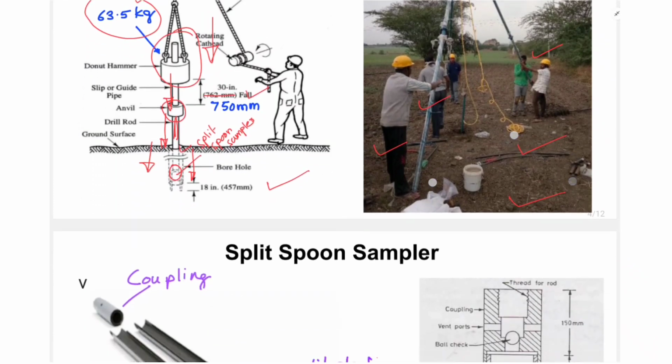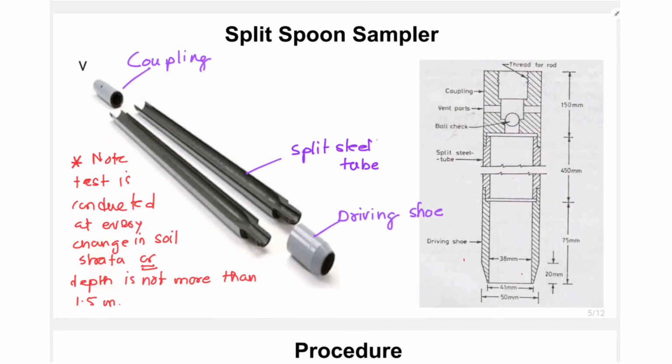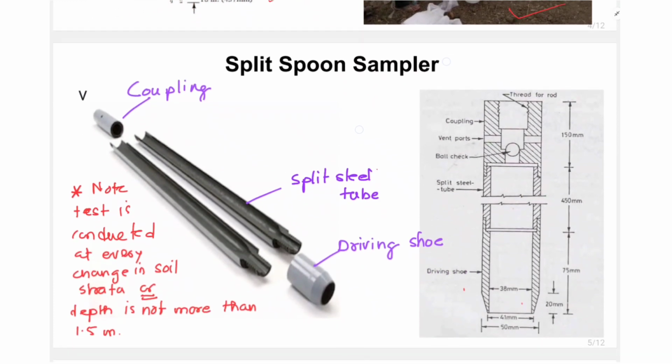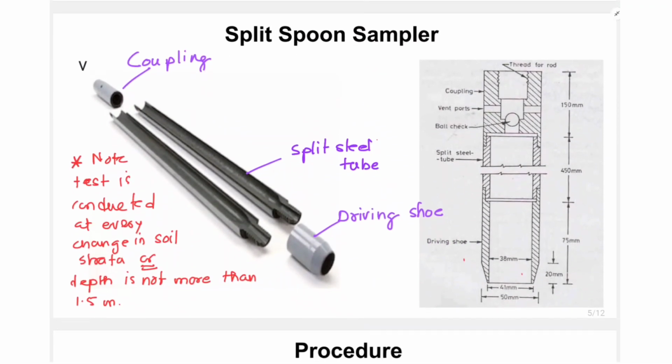The split spoon sampler is attached to the bottom portion of the drilling rod, and it is allowed to penetrate into the ground so that the soil goes inside the split spoon sampler. Then after withdrawing the split spoon sampler from the ground, the soil can be used for determining the properties of the soil, determining the unconfined compressive strength of the soil, and determining the natural water content and density of the soil.